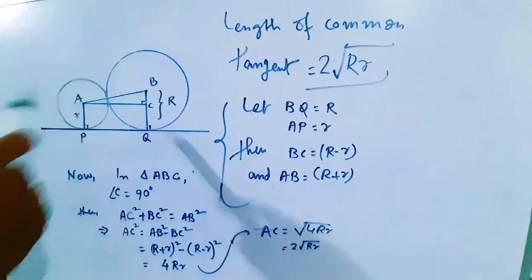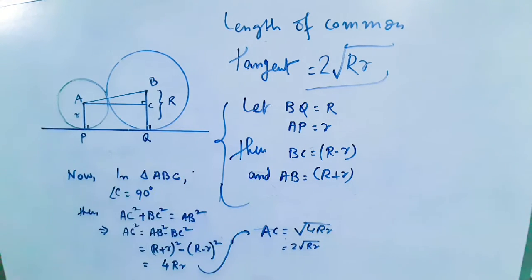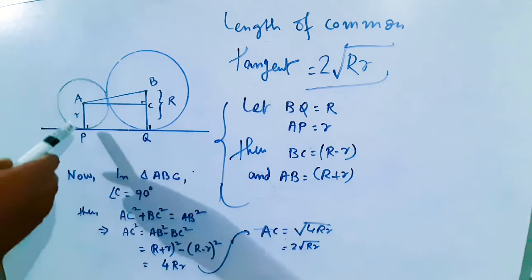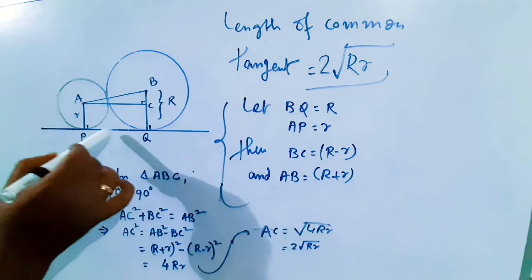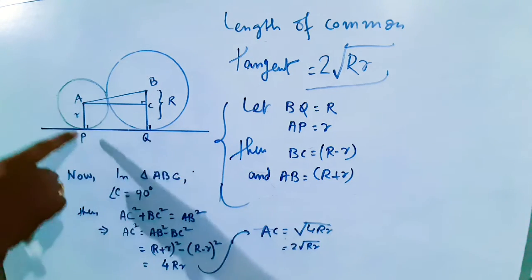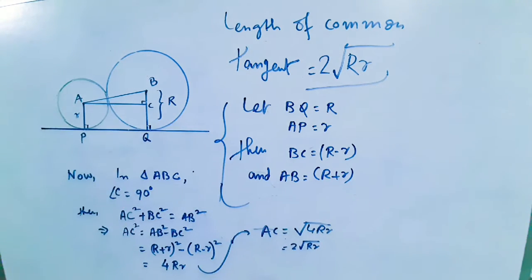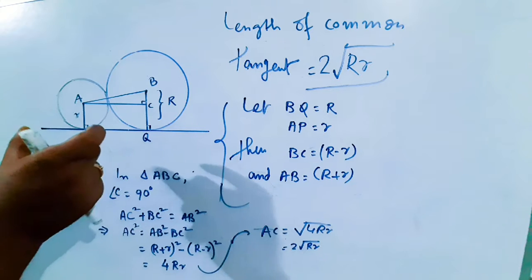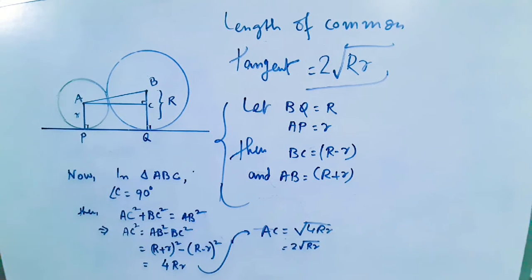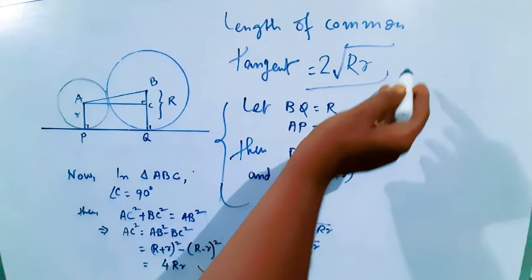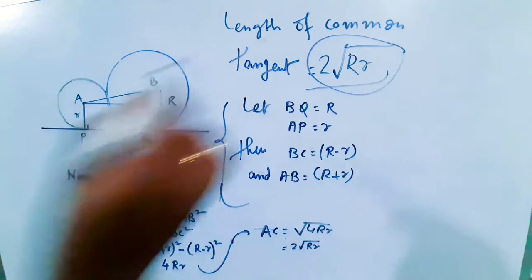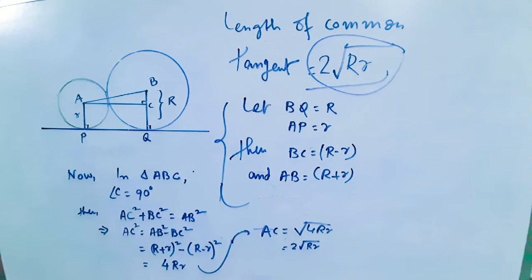These two circles touch externally, and this is their common tangent, and this tangent touches the small circle at P and the bigger circle at Q. So we have to find the length PQ. There is a very important and interesting equation to find the length of PQ. This is 2 under root capital R into small r.